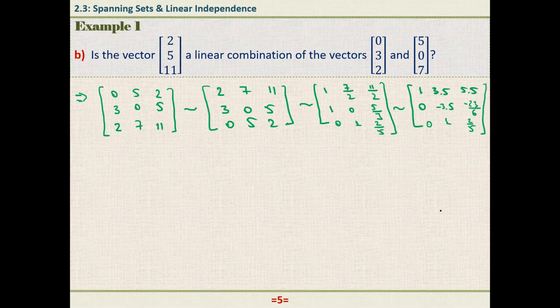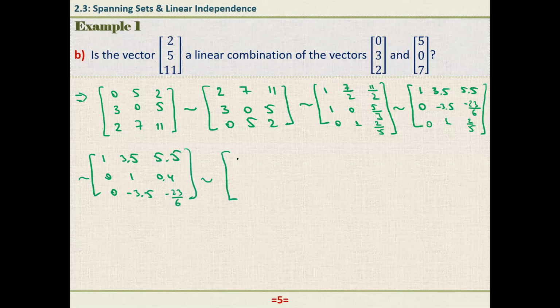So now what we have here, let me just interchange the second and third row here because here we have 1. So I can write this one as 1, 3.5, and 5.5. And here we have 0, 1, 2 over 5, or that one is just 0.4, and here we have 0, minus 3.5 and minus 23 over 6.